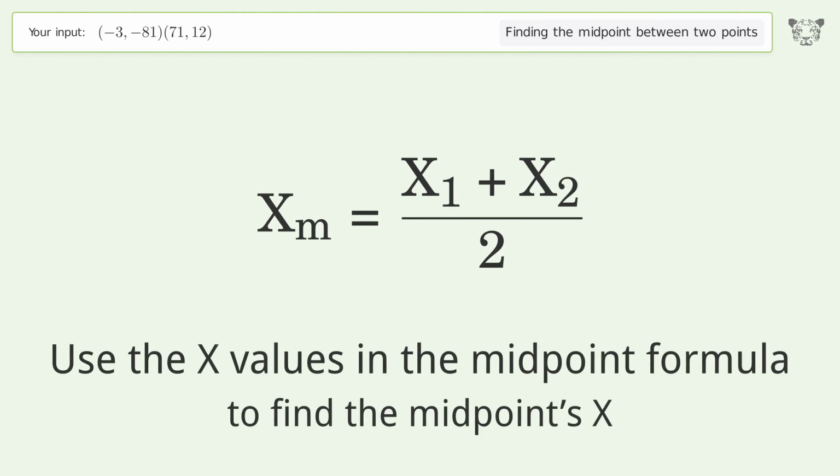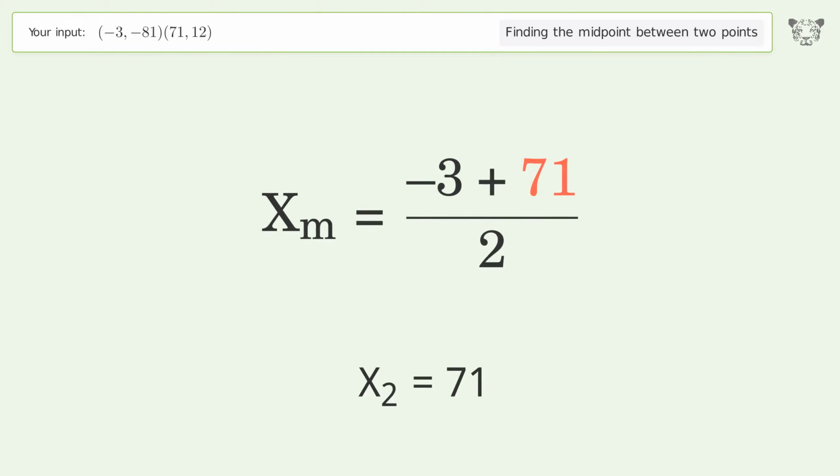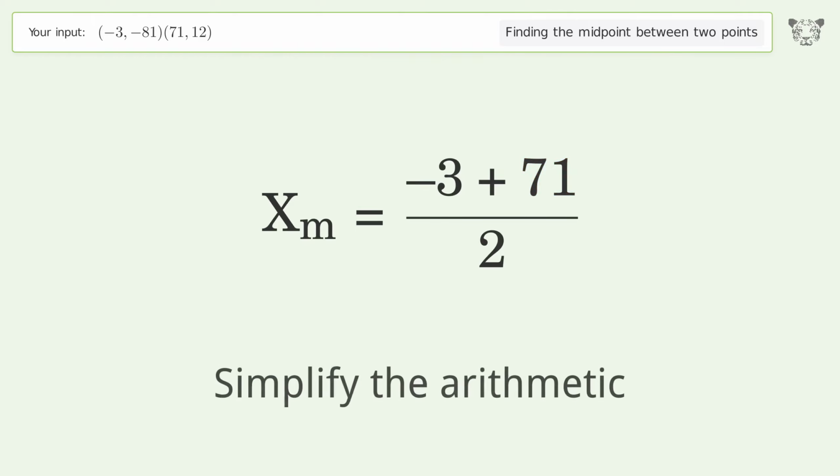Use the x values in the midpoint formula to find the midpoint's x. x1 equals negative 3. x2 equals 71. Simplify the arithmetic.